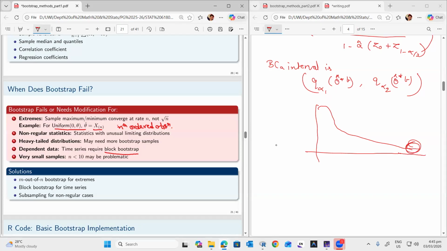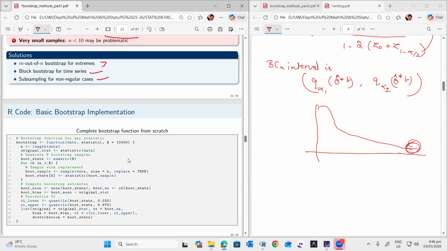And the third, the last fifth point, is very small samples, n less than 10. When you have a very small sample or small data set, at that time bootstrap may be problematic to use. All right, so when the sample size is very small, we prefer to go to Bayesian inference, right? So the solutions are: the m out of n bootstrap for extremes, that is one method that we can use; the block bootstrap for time series; and subsampling for non-regular cases.